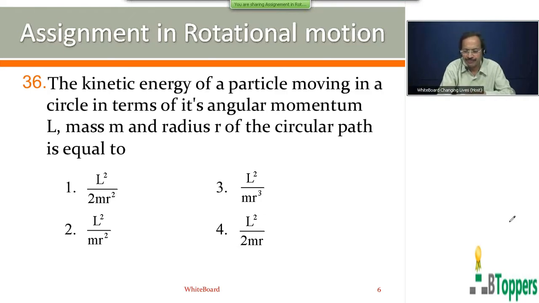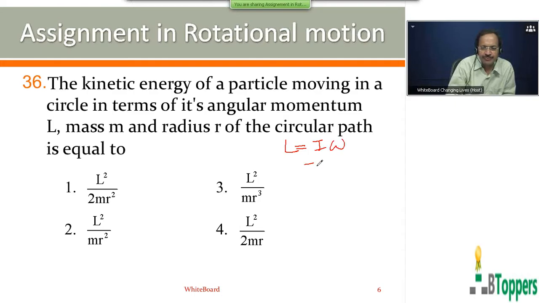Then see question number 36. The kinetic energy of a particle moving in a circle in terms of its angular momentum, mass, and radius of circular path is equal to. So angular momentum of the particle performing pure rotational motion can be written as the product of its moment of inertia and angular speed. Moment of inertia, you can write mr square, into omega. I can be written as mr square. So therefore, omega you can write L by mr square.